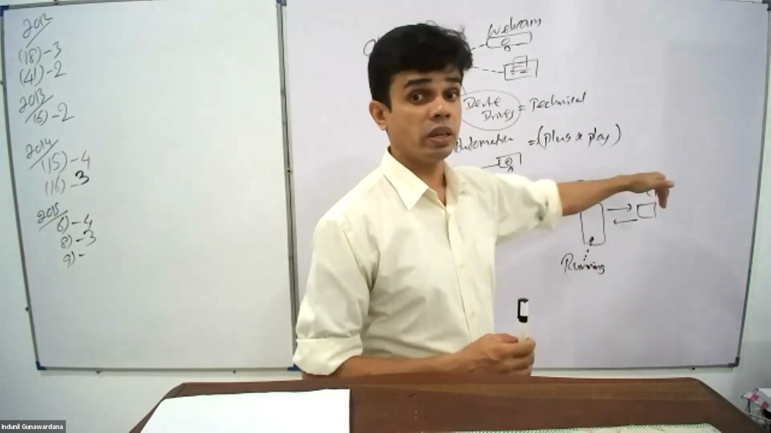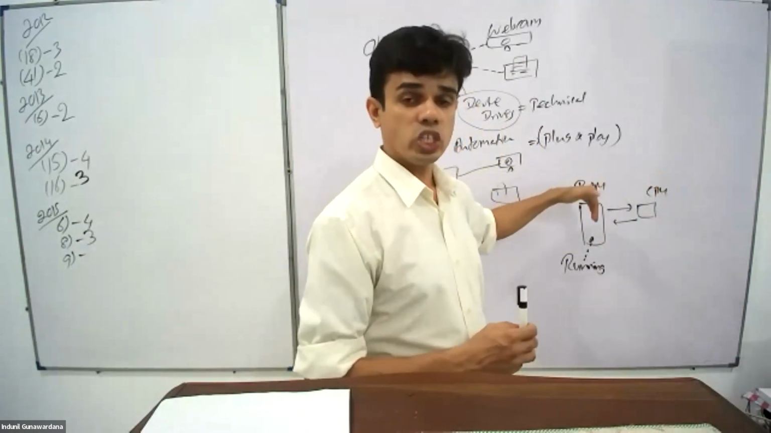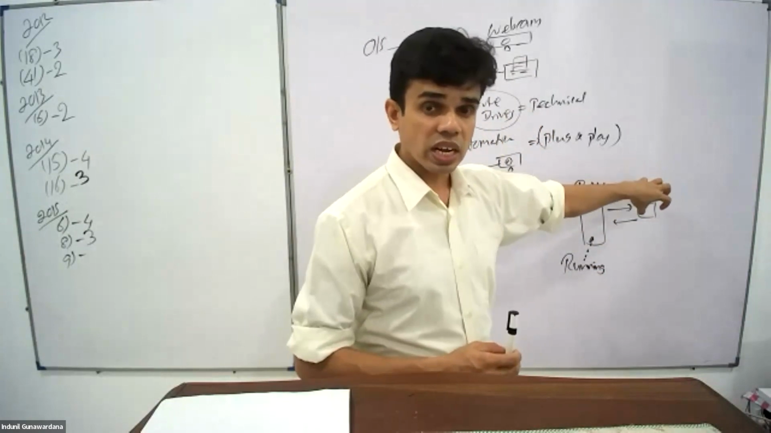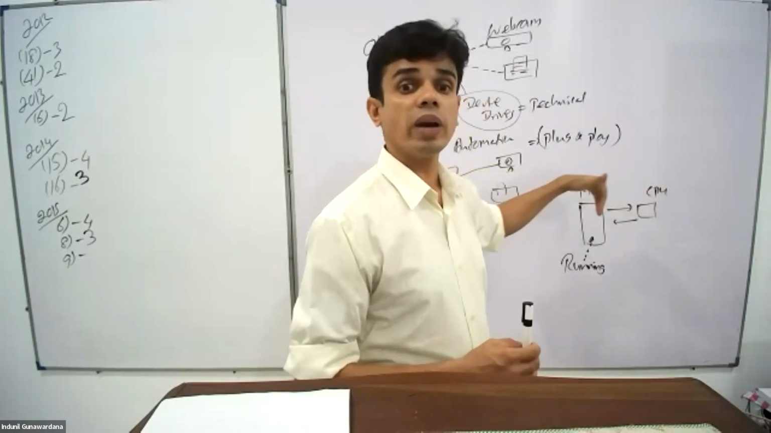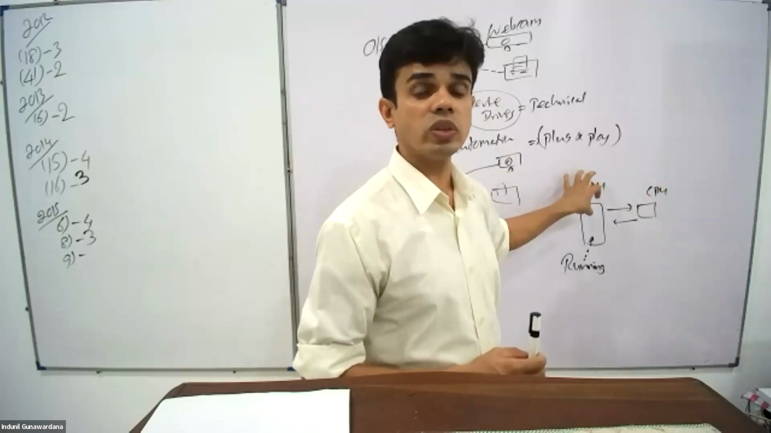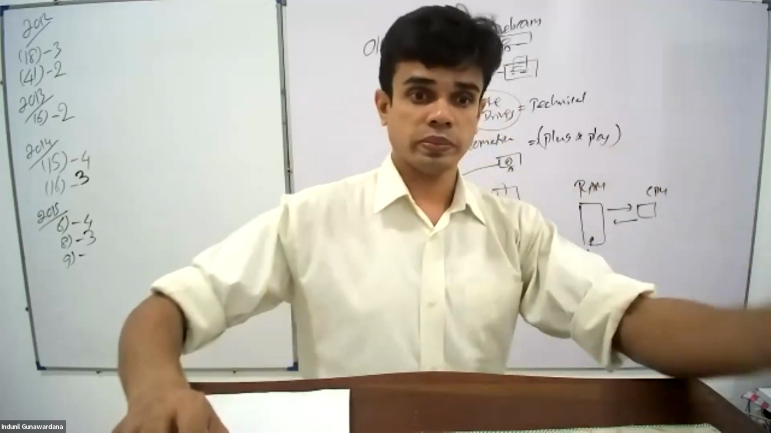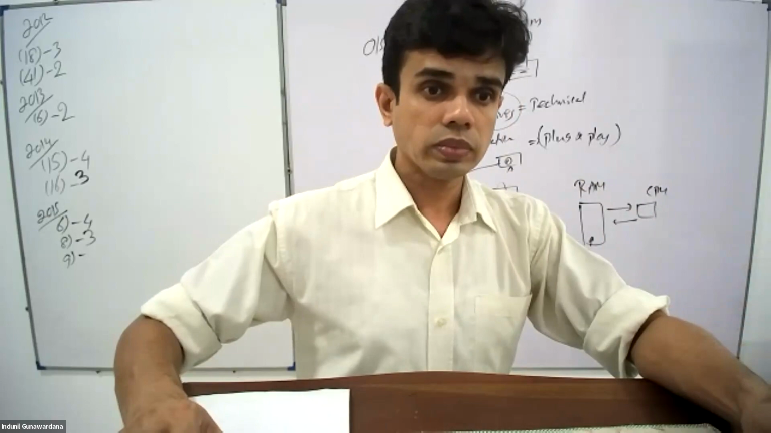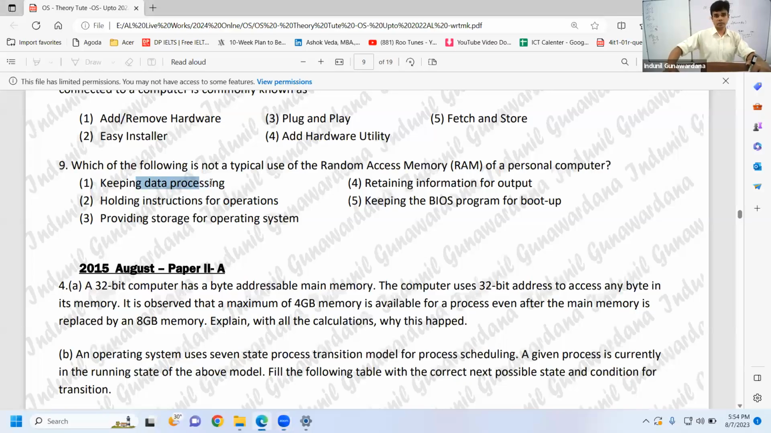Why? Before putting into the CPU, it should be there in the RAM. Even the results prepared by the CPU are brought back to the RAM. Instructions to be executed are sent to the RAM and then to the CPU. Right. Keeping data for processing. Yes, the data that are processing are in the RAM. Retaining information for output. Yes. Holding instructions for operations. Yes.